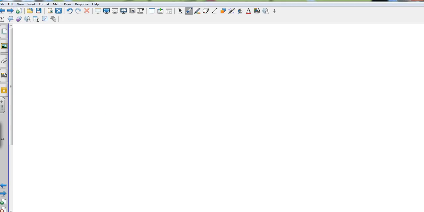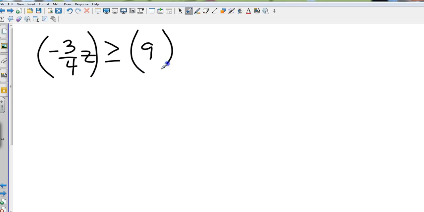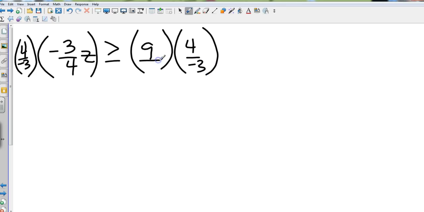So let's do one also that has that fraction on it. So let's do negative 3/4 z is greater than or equal to 9. So because it's a fraction, I'm going to multiply both sides by the reciprocal. In this case, the reciprocal of negative 3/4 is 4 over negative 3. I'm going to go ahead and make that 9 into a fraction just so it gives me something easy to work with. 4's cancel, negative 3's cancel.